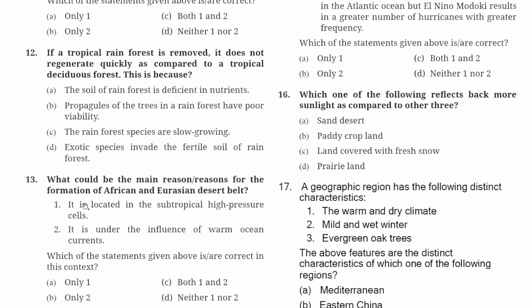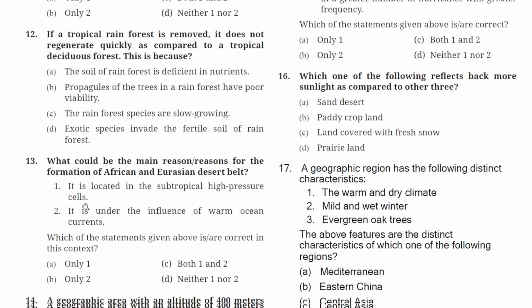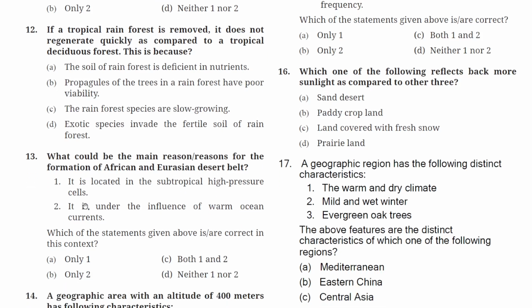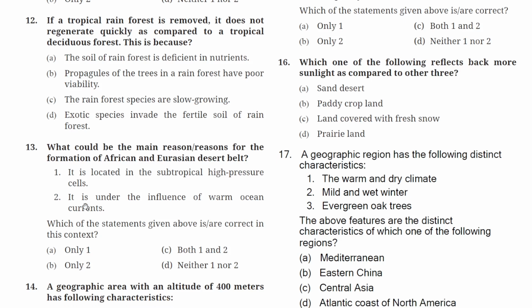13. What could be the main reason for the formation of African and Eurasian desert belt? So the reason behind the formation of the desert belt is being asked here. So let's see the options. It is located in the subtropical high pressure cells. So the location is correct, but is that the reason? That should be clear here. It is under the influence of warm ocean currents.